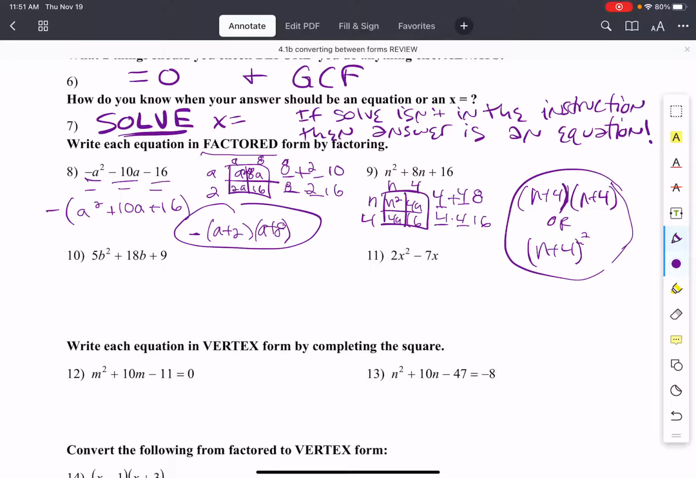10 is a little different. Why is the 10 a little different? Yeah, because there's a 5 and I can't get rid of it. It's not a greatest common factor, right? So my box is going to be exactly the same, okay?